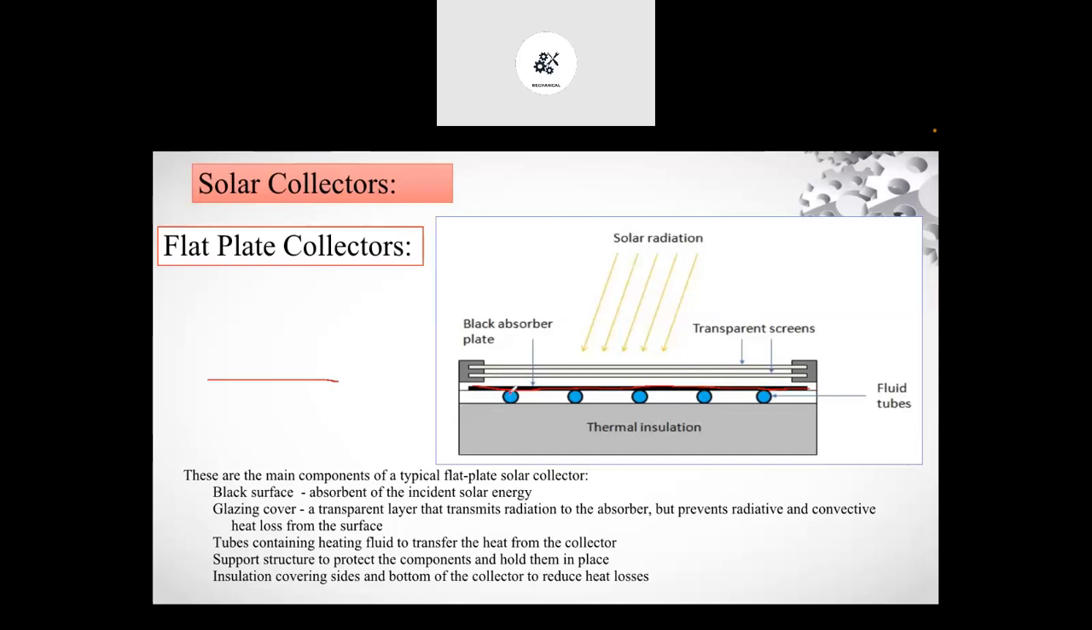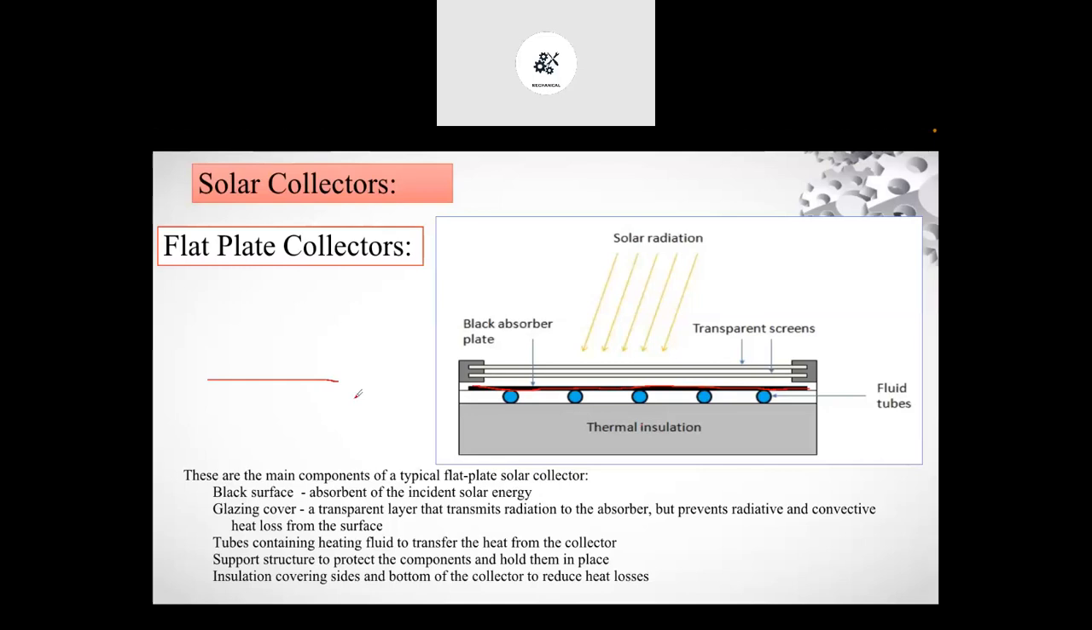Because if we only use the tube, the amount of radiation directly incident on that tube is very small. So to increase the amount of radiation, or to increase the heat transfer, we are using this flat black absorber plate. And on that you can see there are two transparent screens, or glass covers, that we install. This is the simple construction of the flat plate collector.